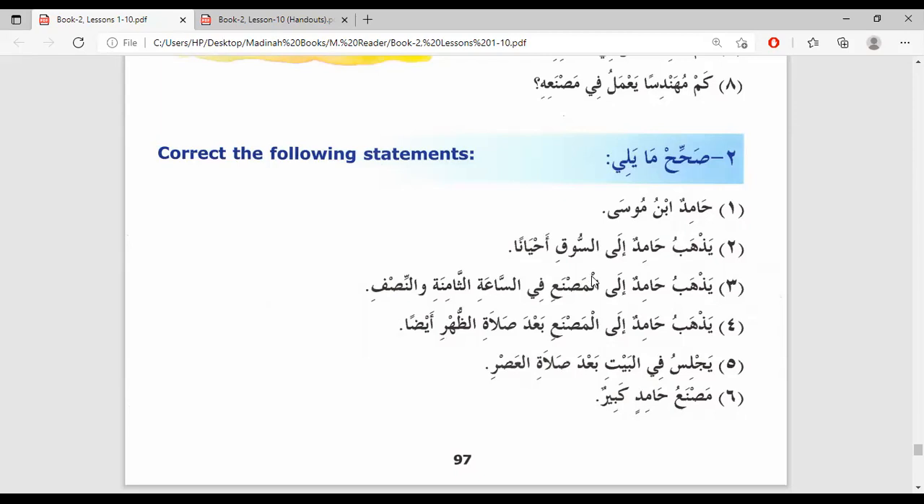Okay, the floor is yours today, so I would like you to answer. Yes, number 3. يذهب حامد إلى مصنعه في الساعة الثامنة والنصف. Okay. Yeah, this is صحيح.